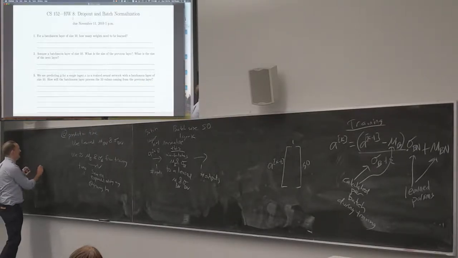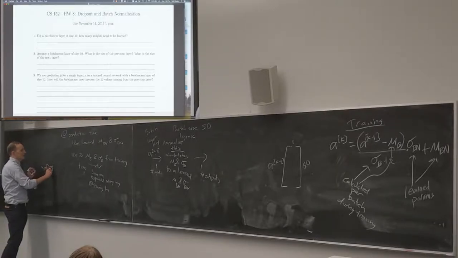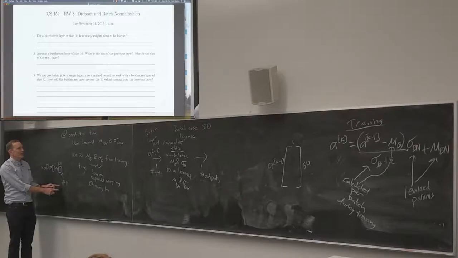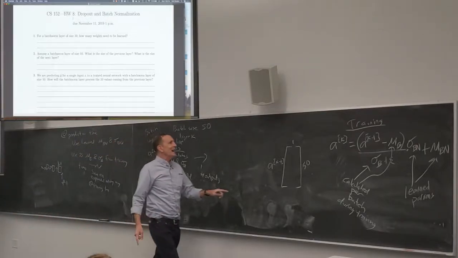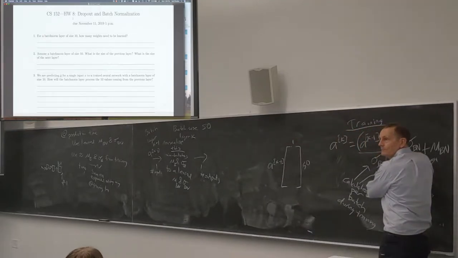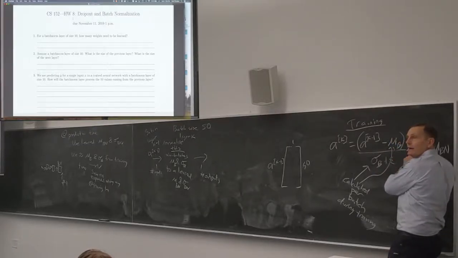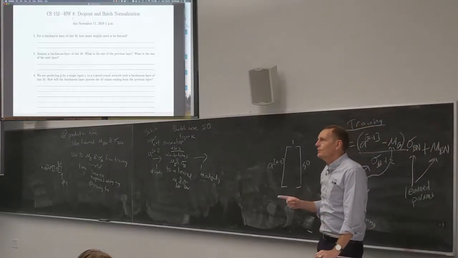So X comes in, it goes through all our layers. We finally get to K minus one. Now we have our A, K minus one. That's the one where we say we're going to use the same formula, except we don't actually calculate these two values. We use our saved moving average value, and then multiply by our learned scale, and add our learned shift. Does that make sense? Are there any questions?